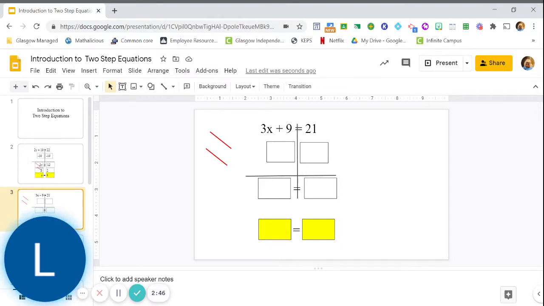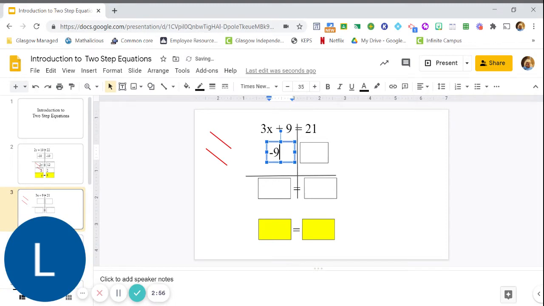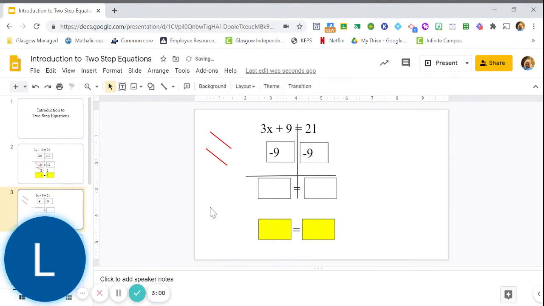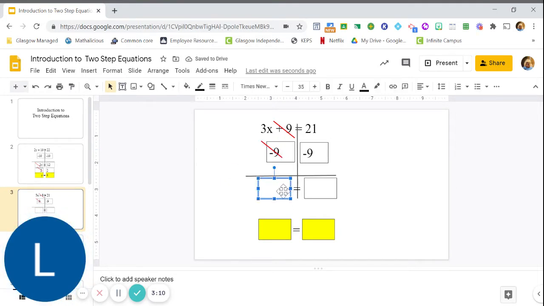All right, so here, again, I want to get x by itself. So instead of adding 9, I'm going to subtract 9. And whatever I do to one side, I do to the other. Adding 9 or positive 9 and subtracting 9 or negative 9, opposites cancel out, which leaves me over here with 3x. And then on the right side, I do 21 minus 9, and 21 minus 9 is 12.